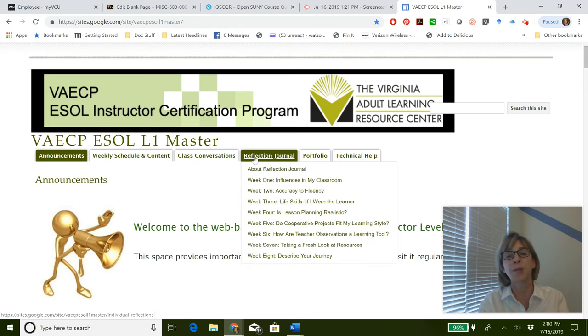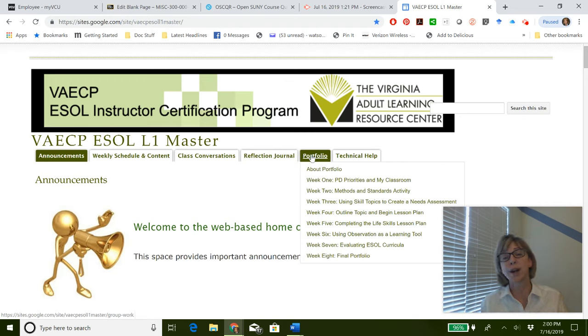But something that I'm really proud of that we did here was the reflection journal. So teachers would engage with the weekly content, and oftentimes they would have to go and try something out back in their classrooms or design something for their classrooms and come and report back on how that went. So the reflection journal was something I was very proud of that we brought into this.